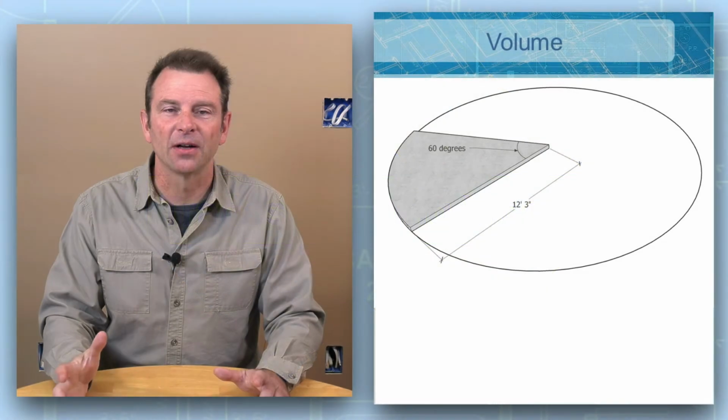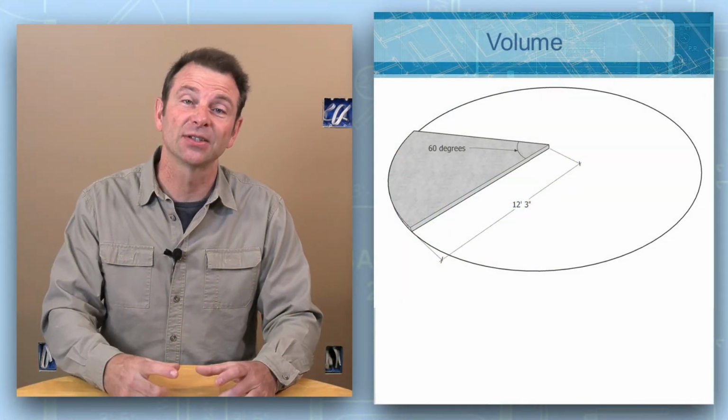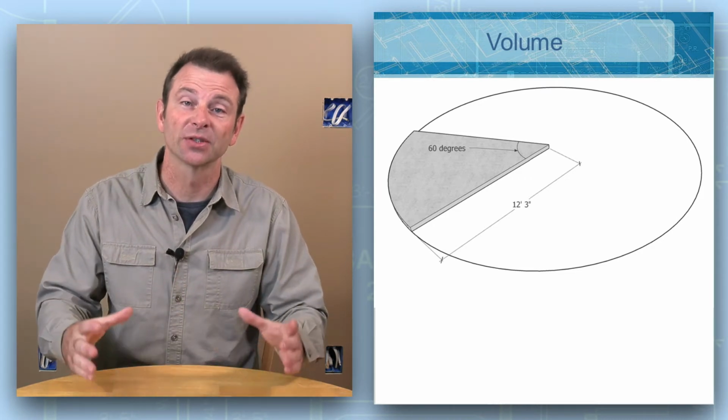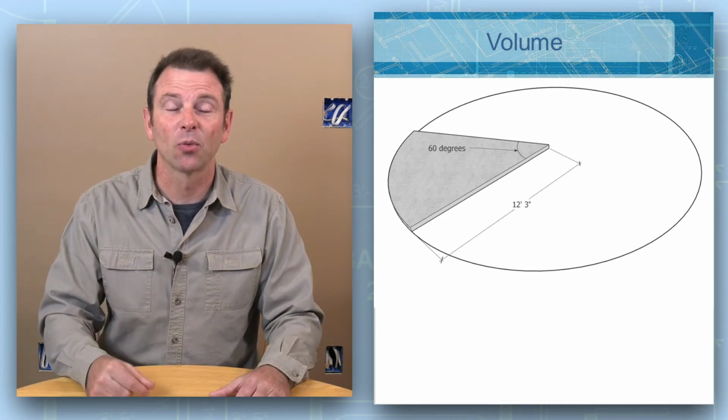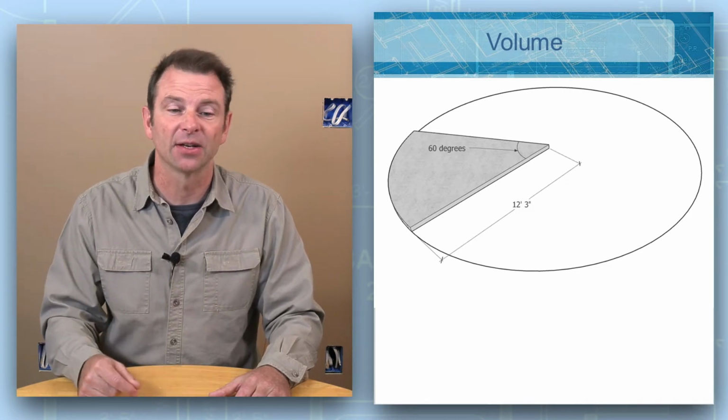We can solve for volume of a cylindrical shape, and a cylindrical shape has a circular area that has been extruded, so you're going to have height to a circular shape. And we have a word problem here. Let me go ahead and read it, and then we'll use the formula and then solve it.